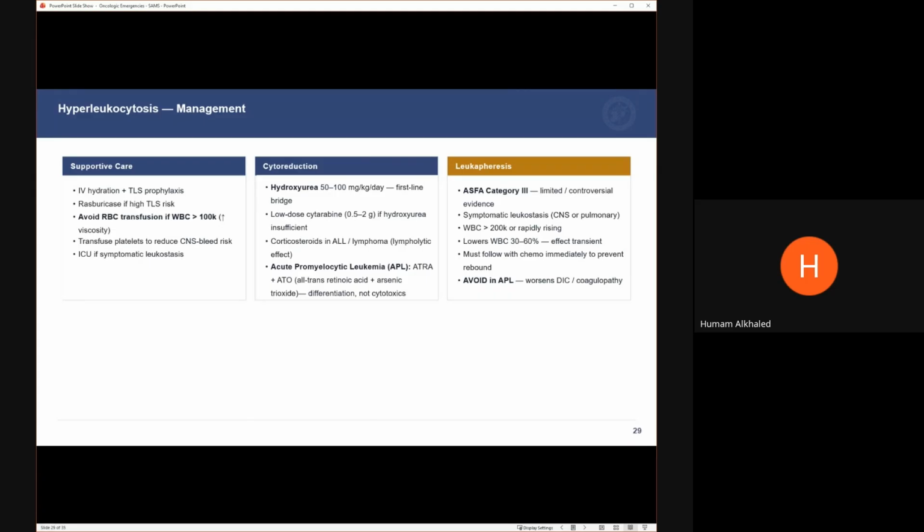The first thing that we want to give is hydroxyurea. Usually the dose is 50 to 100 milligram per kilogram per day, but we usually divide it into 2 to 3 doses throughout the day just because of the half-life.